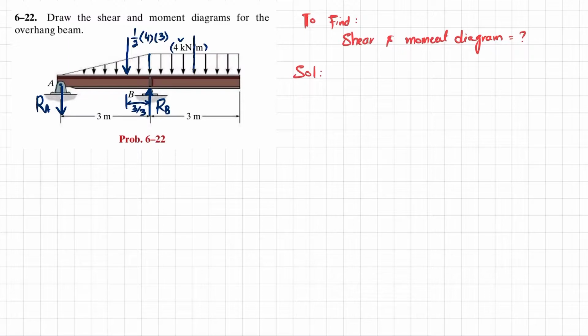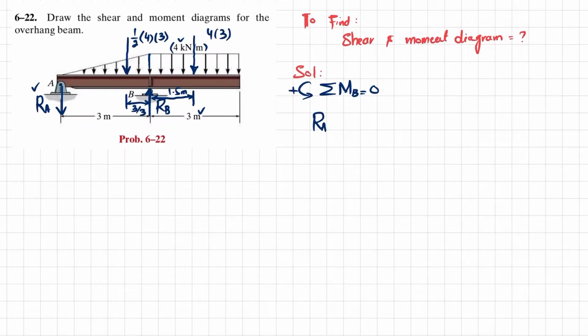Similarly, the 4 kilonewton per meter uniformly distributed load acts on this portion. If you convert it into a point load, it will be 4 into this length 3, and it will be acting at the mid, which is 1.5 meter. We will use the first equilibrium condition, that the sum of all moments about point B is equal to 0, and this will be used to calculate RA. The moment about point B due to RA has perpendicular distance 3, and it is counterclockwise, so it will be positive.